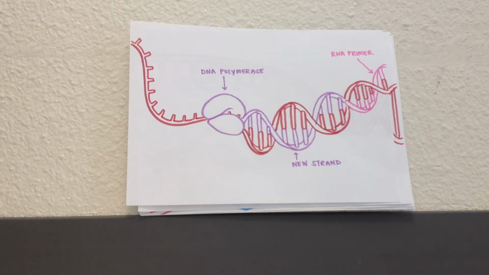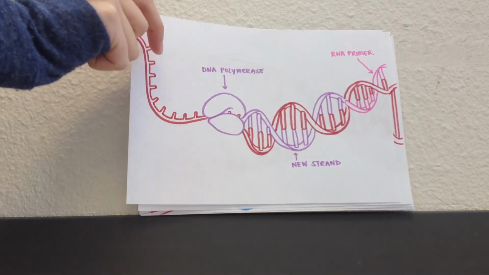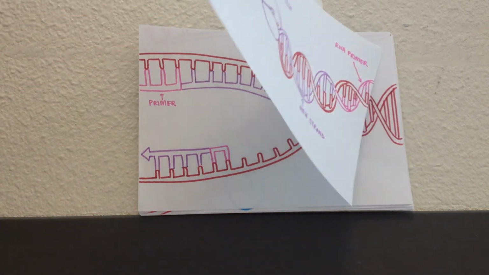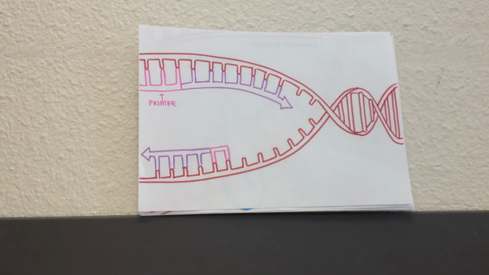The replication forks open in one direction, and due to the anti-parallel nature of DNA strands, one of the strands must originate at the 3' end, and the other must be synthesized backwards. The strand that originates at the 3' end, the leading strand, can grow continuously as the replication fork opens. However, the one that doesn't start at the 3' end, the lagging strand, must be synthesized in a way that it grows away from the replication fork.